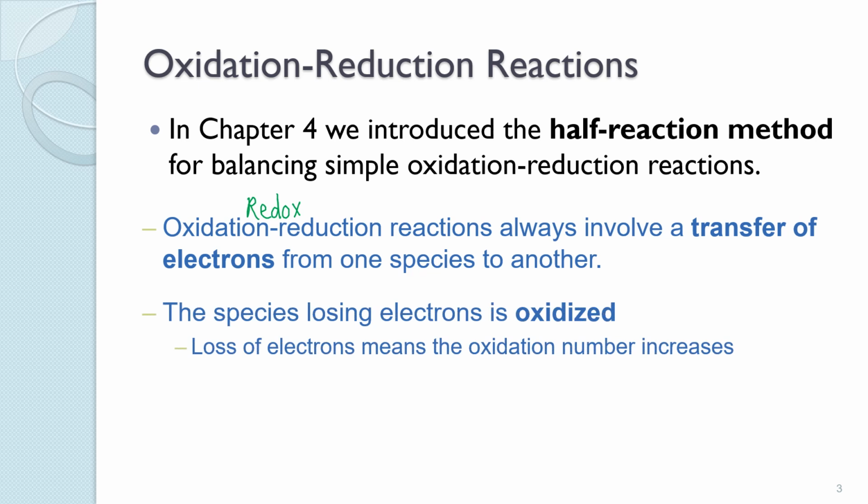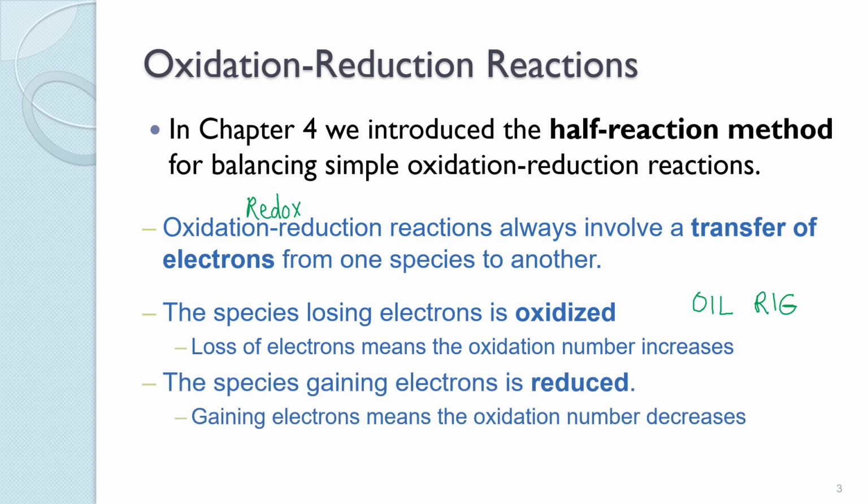And the species that loses the electron is the thing being oxidized. And you may remember OIL RIG as the kind of mnemonic. So the thing being oxidized is losing electrons, and the thing that is reduced is gaining electrons, OIL RIG.